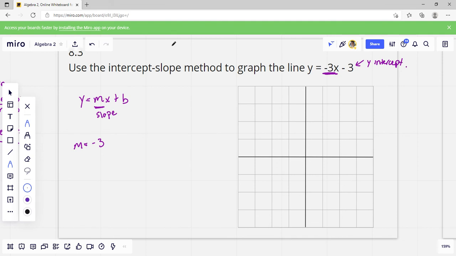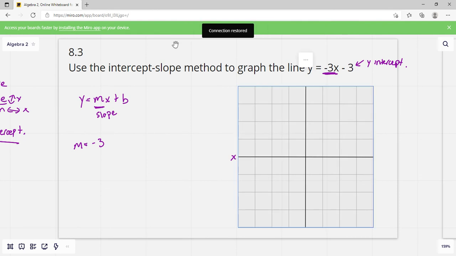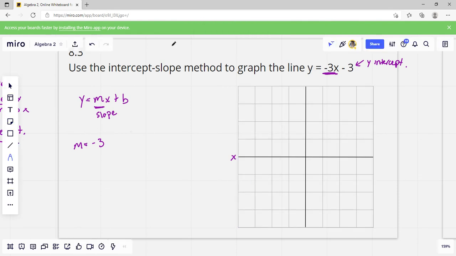So that means I'm just going to stay on my y line. So here's x. Here's y, my up and down. I'm going to start at 0. That's called the origin right there, 0. And I'm going to go down 3. 1, 2, 3. So there's my first point.